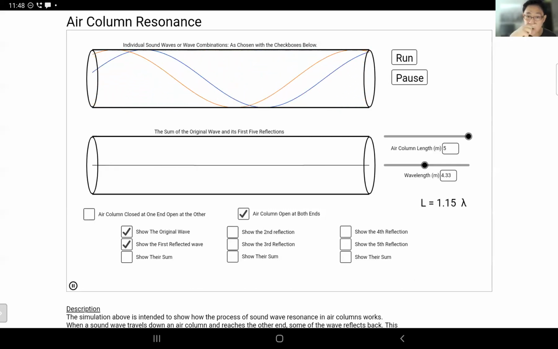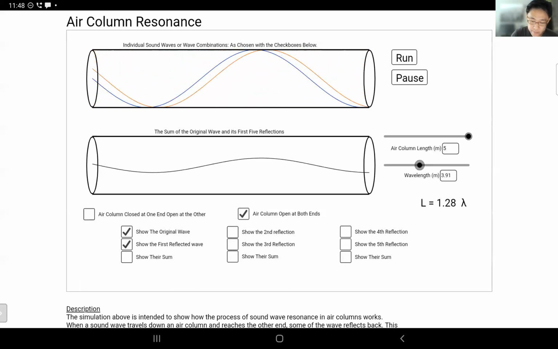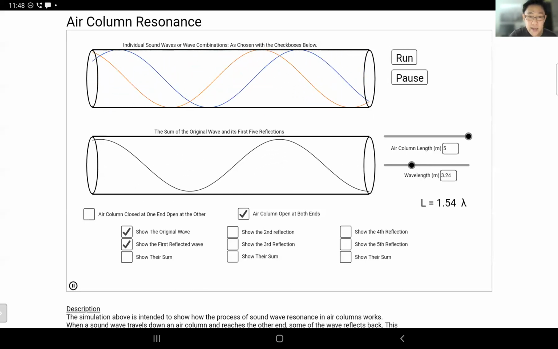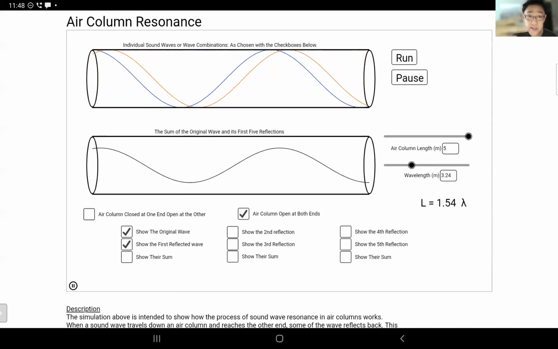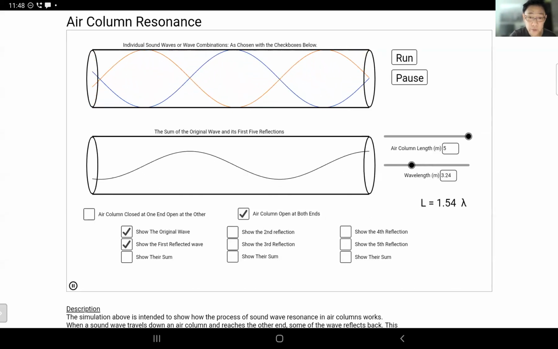See? So let me adjust the wavelength. Let me change the wavelength a bit. There will be some particular wavelength. You see the upper one, those are the original two going against each other. But the bottom one, that's the resultant wave, the sum of the two originals.